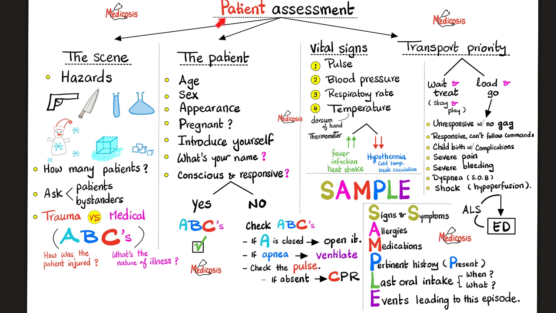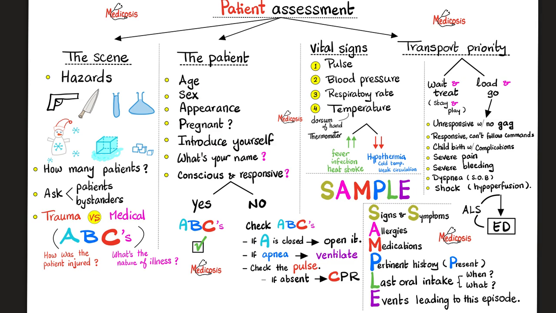How do we assess the patient in an emergency situation? Look at the scene. Is it safe or not? How many patients are there? Ask the patients and the bystanders. Is it a medical case like a myocardial infarction or a stroke, or is it a trauma case? Always start with the ABCs: airway, breathing, and circulation. After the scene, look at the patient's age, sex, appearance, pregnant or not.